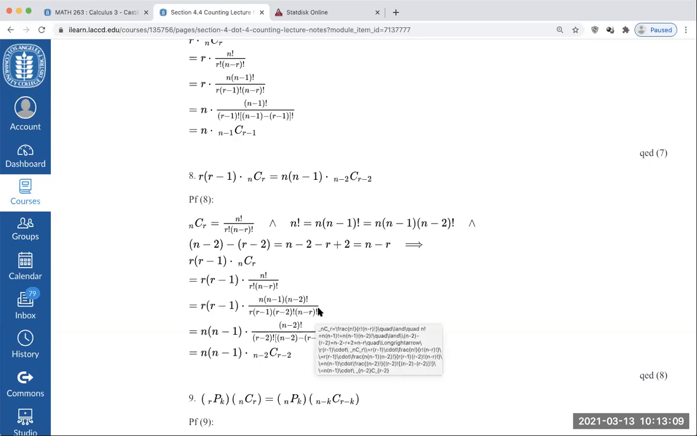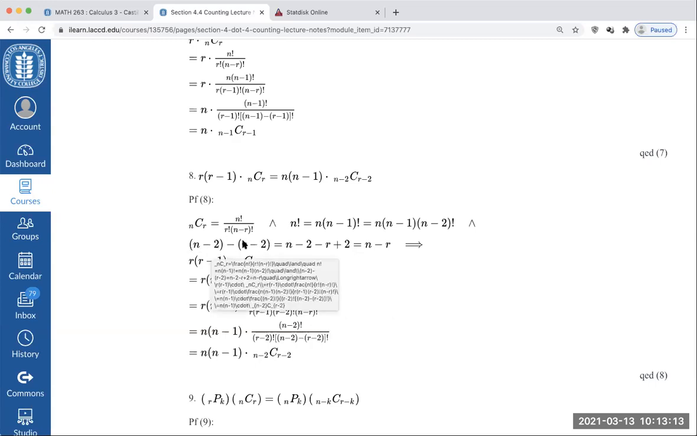Let's rewrite n minus r as n minus 2 minus r minus 2. But then if I look at the nCr definition, and I replace n by n minus 2 and r by r minus 2, this fraction here is just n minus 2 C r minus 2. And that's what you wanted to show.